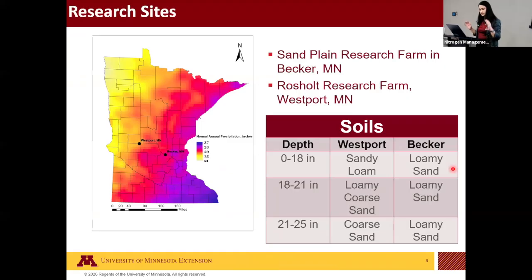Both of the sites have sandy soils in general, but there are subtle differences. So at the Westport site, our top 0 to 18 inches, where most of our crop roots will be, is sandy loam, whereas at Becker it's loamy sand. So a little bit higher water holding capacity at Westport, with higher organic matter as well. But below our root depth, it's all coarse sand, so gravelly sand. So not too much difference, but when you look at the data, we have those subtle differences, and that also makes a difference when we irrigate these soils.